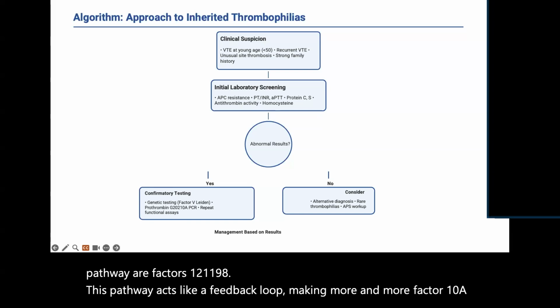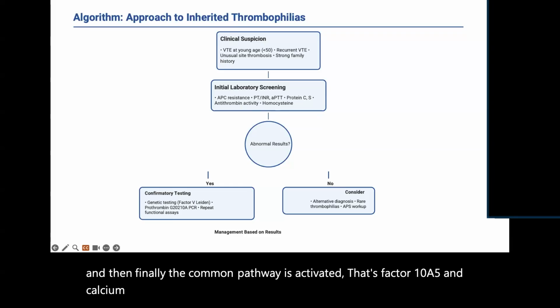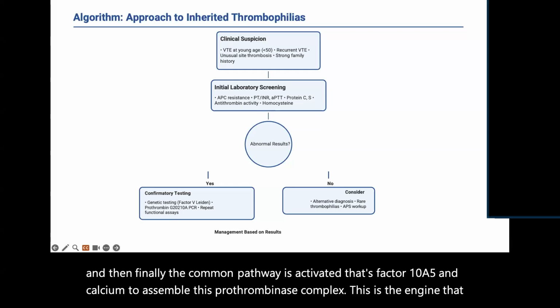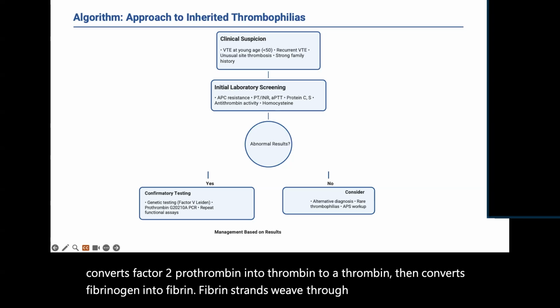And then finally, the common pathway is activated. That's factor 10A, 5, and calcium to assemble this prothrombinase complex. This is the engine that converts factor 2, prothrombin, into thrombin, 2A. Thrombin then converts fibrinogen into fibrin. Fibrin strands weave through the platelet plug. That stabilizes it into a durable clot.